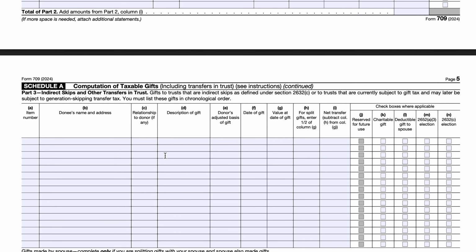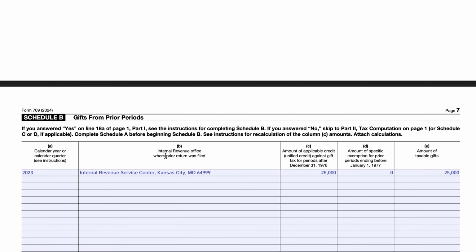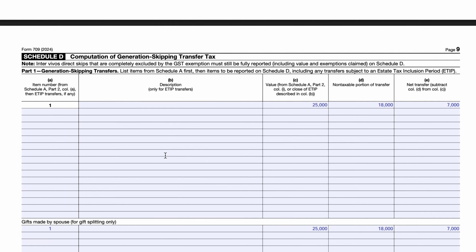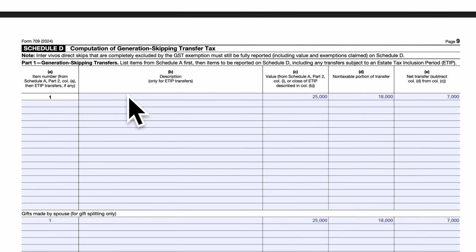And then we'll get to indirect skips momentarily, but we're only going to include the direct skip items for right now. Now, an E-tip transfer is anything that is a transfer that would be subject to an estate tax inclusion period. So you would need to make sure that you have a good understanding of which transfers meet that criteria. In this case, we're reporting a direct skip gift that is not an E-tip, so we're going to leave this blank. We would bring down the value from Schedule A.